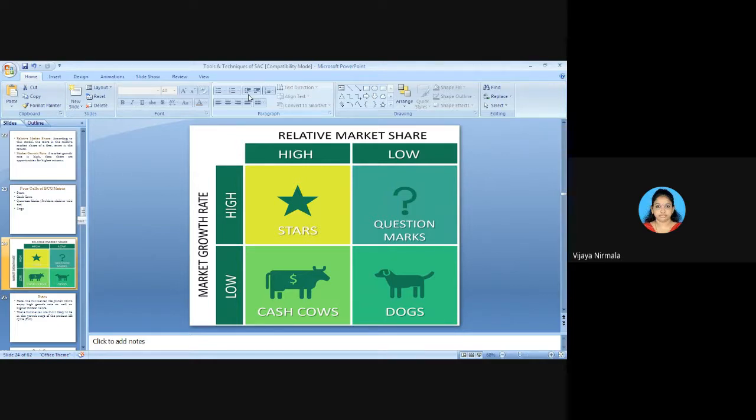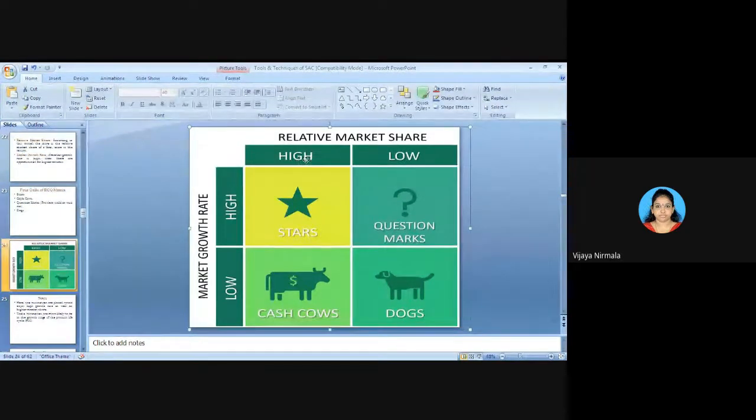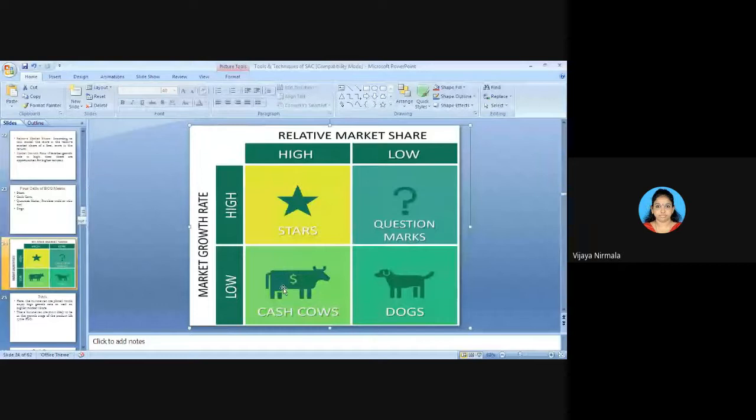In cash cows, the market growth rate is low, but the market share is high. You can see this. The market growth rate is low, but the market share is high, right? So this moves to cash cows. And the third one is where the market growth rate is high, but the market share is low. It moves to question marks.